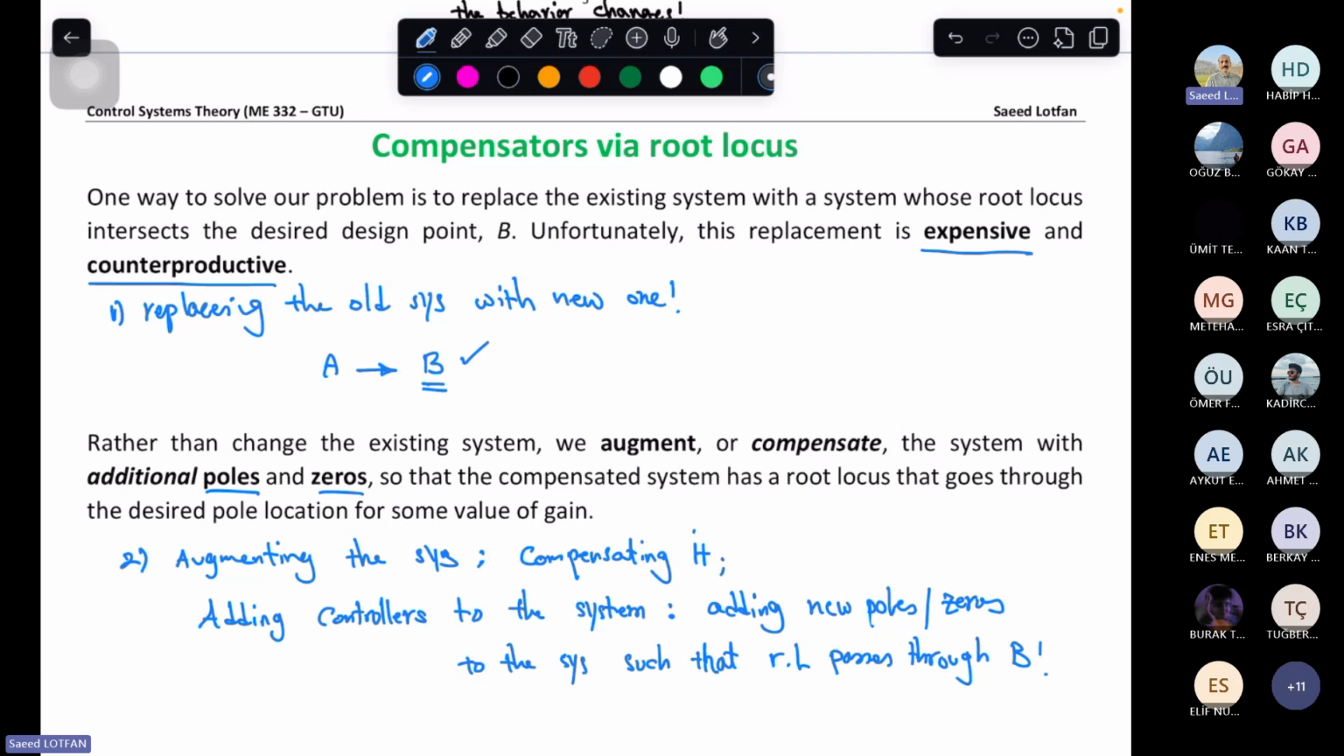causes the root locus to pass through the point B, and at that point we check and see what is the K value there. So also we choose the K value. So the topic of this lecture is talking about compensators. Okay, any question?